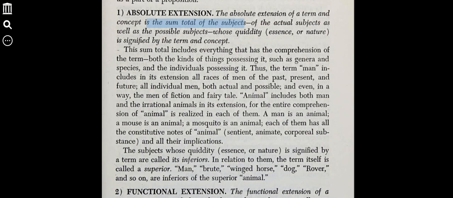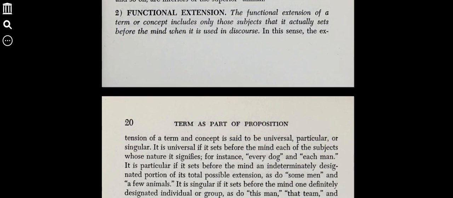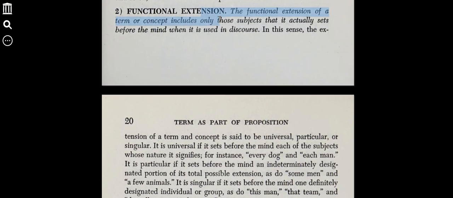So the extension of man is just every single man that exists, including fictional men, by the way. Okay, possible subjects. And then we have functional extension. The functional extension of a term or concept includes only those subjects that it actually sets before the mind when it is used in discourse.